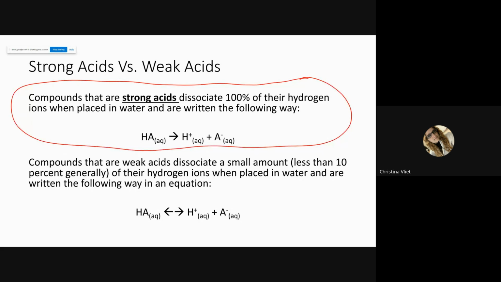Weak acids don't break up all their H+. You'll see that there are double arrows here, a reversible reaction, meaning as some of the weak acid breaks apart, some of the H+ will go back onto the compound. It won't all be dissociated in water. So write down the definition for strong acid. You don't have to memorize the definition for weak.